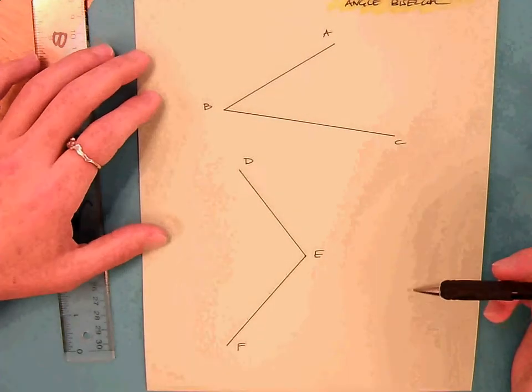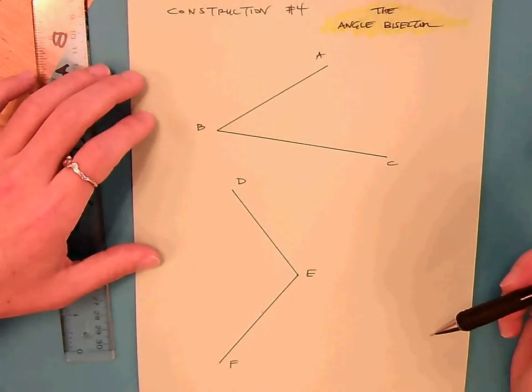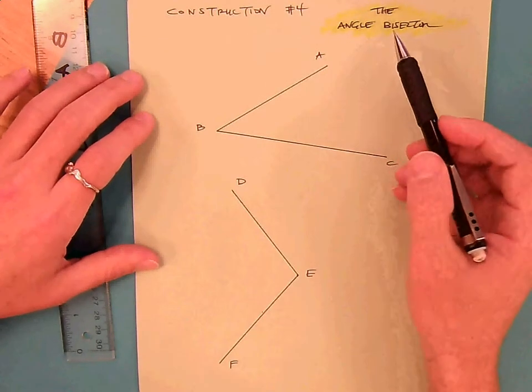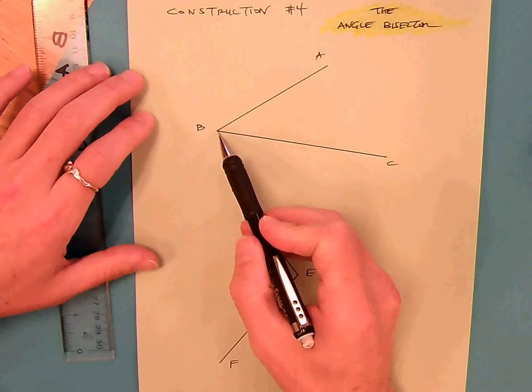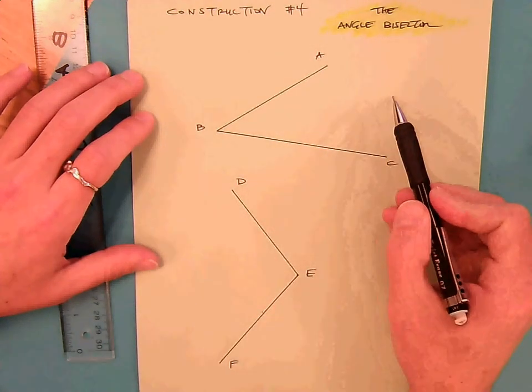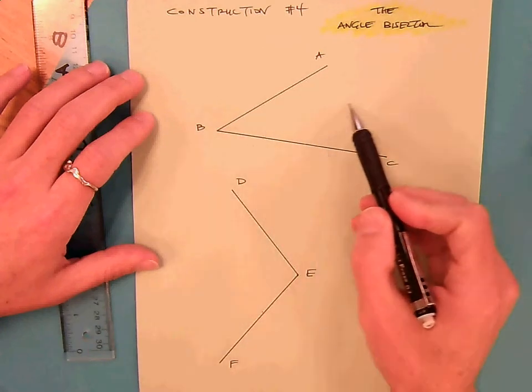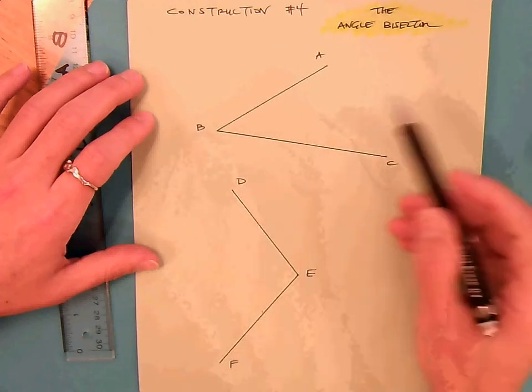Let's now do the angle bisector. I have two angles here, so we can practice it. It's a fast construction. Again, an angle bisector now, what we want to do is we want to cut in half the degree measure. We're not cutting sides in half. We are going to find a ray that will find a place that cuts the angle in half.